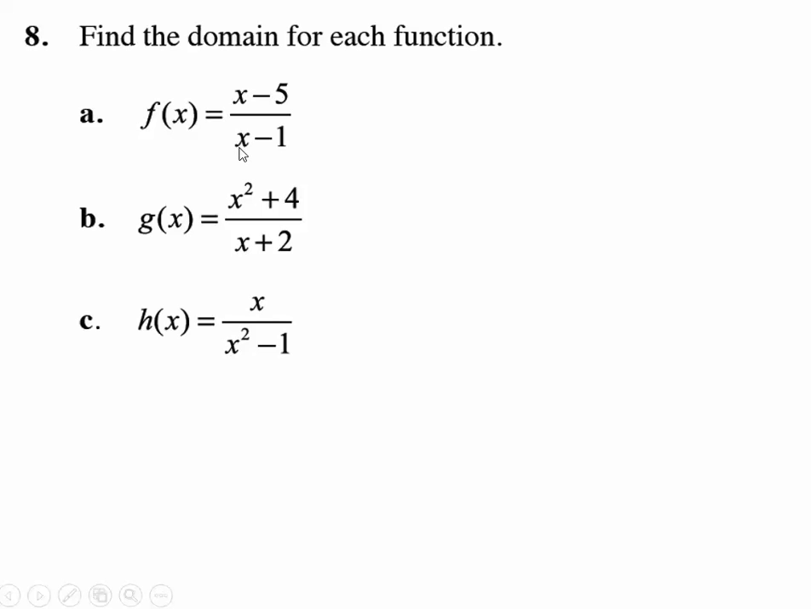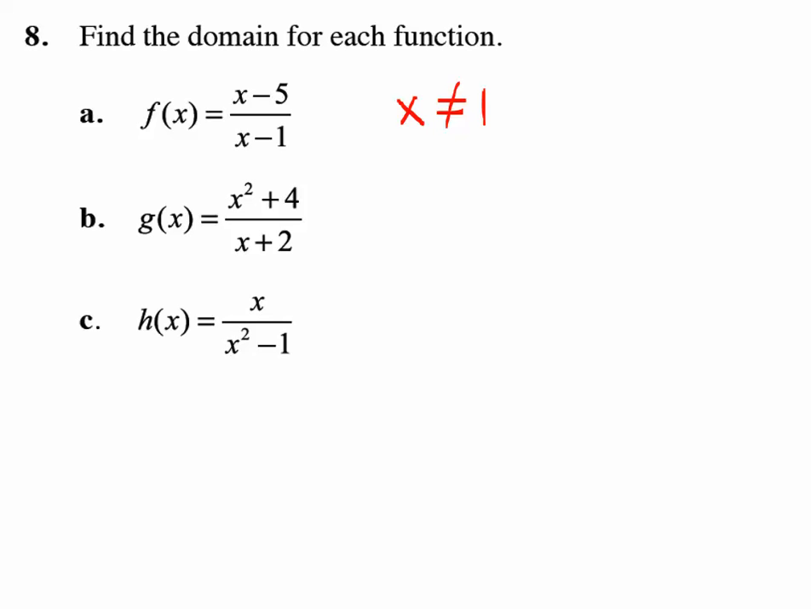Probably 1, is that right? If I plug in a positive 1, then we're in trouble because 1 minus 1 is going to give me that 0 in the bottom. So here's my domain. My domain is all the numbers except for 1, or we could say x does not equal 1. So 1.5 works, 10 million works, everything works except for 1.